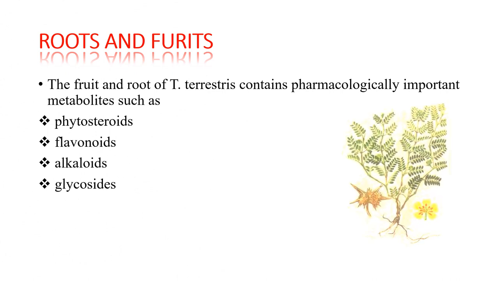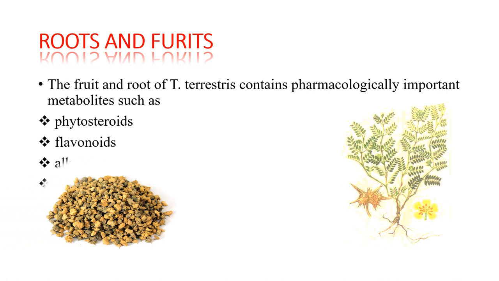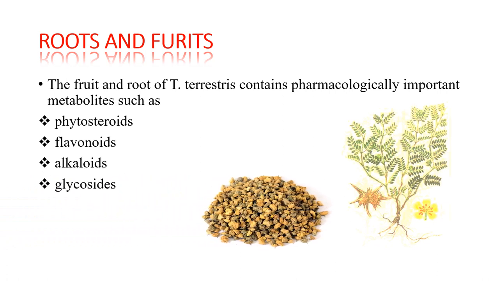Now I will discuss the fruit and roots of Tribulus terrestris. The fruit and root of Tribulus terrestris contain morphologically and pharmacologically important metabolites such as phytosteroids, flavonoids, alkaloids, glycosides.